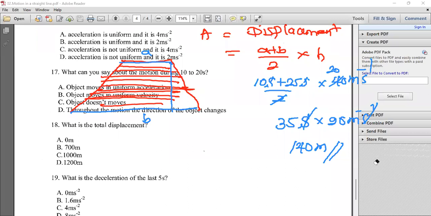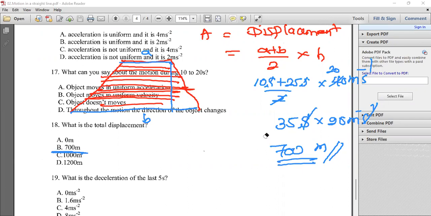I'm sorry, there is an error in calculation. 35 into 2 is 70, and it has to be multiplied not by 2, it is actually by 20. So it has to be 700 meters. So that's the answer, 700 meters.